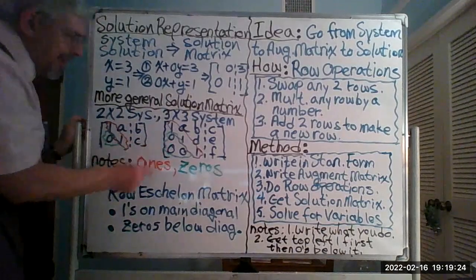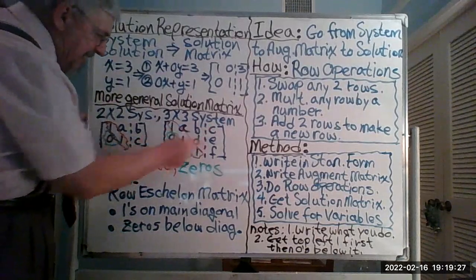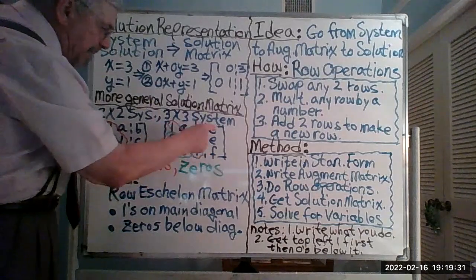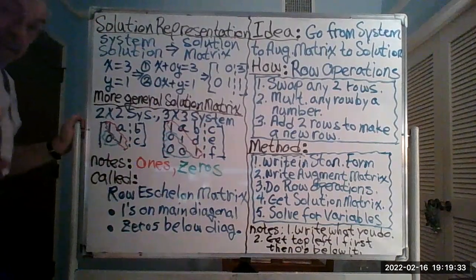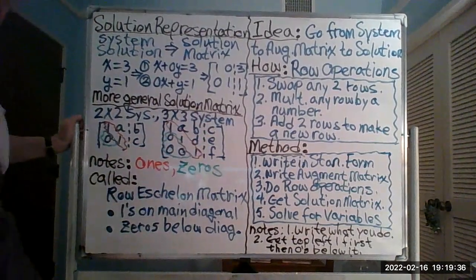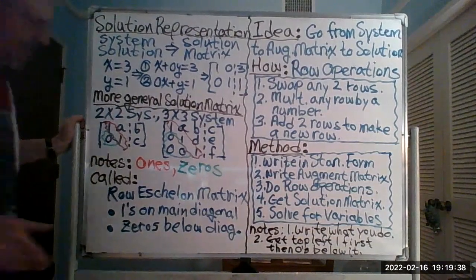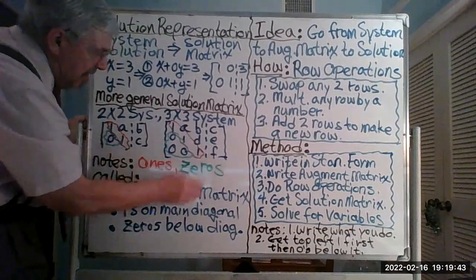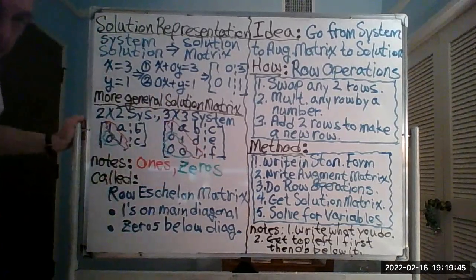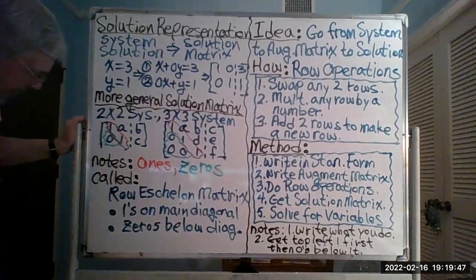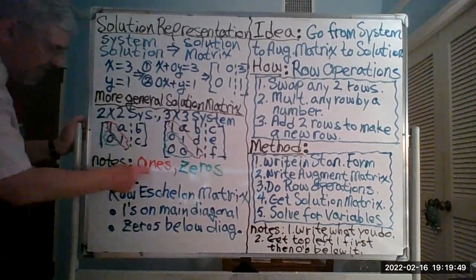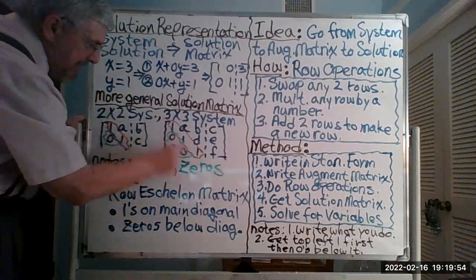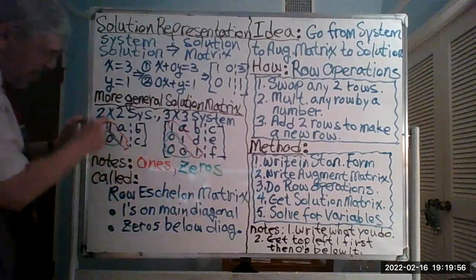For a 3 by 3, I'd have 1, A, B, C, 0, 1, D, E, 0, 0, 1, F. Again, the A, B, C, D, E, F are other numbers. And then I go ahead and solve the system by back substitution. So this bottom one right here says Z is equal to F. So Z is equal to this number. Then I can just use back substitution to solve for the Y and the X. Note, ones are on what we call the main diagonal right here. So that main diagonal is 1, 1, 1, 1, 1.